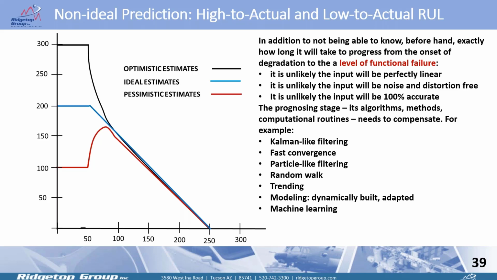So there's more to a prediction engine than simply looking at a straight line and figuring out what's happening. It's got to do convergence, because it is unlikely the input is going to be perfectly linear. It's unlikely that it'll be noise and distortion free, and it is unlikely that the input is always exactly 100% accurate. Not going to happen.